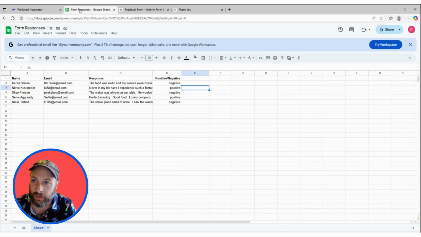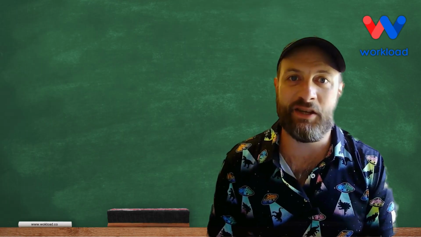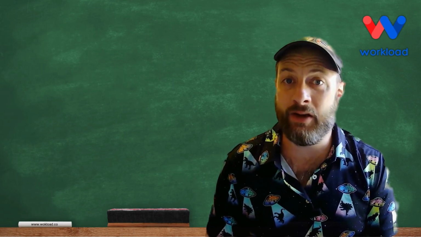And then we can look back at Google Sheets. And now that has been added and interpreted as positive. So our workflow is working properly. Everything's good to go. That's how you can use Workload to build a workflow that uses our AI wizard to interpret a form response.